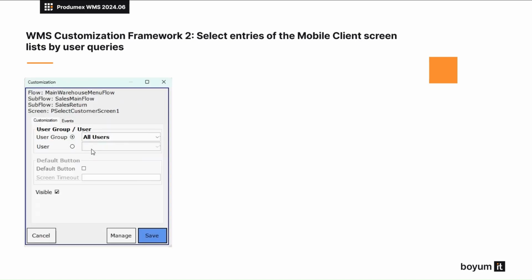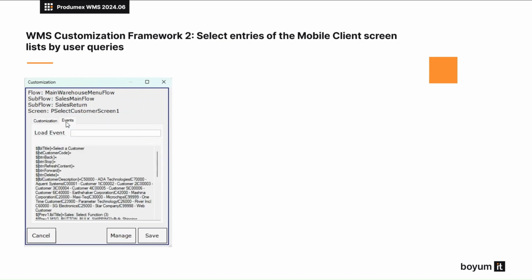The customization panel just popped up. This is the general screen from the Customization Framework 1, but now there is an extra Events tab. In the Load Event field you can add the preferred name for your user query. In this case the name will be Sales Return. Then pushing the Save button, the process is done here.